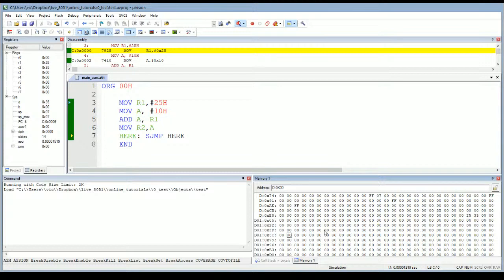I hope we talked about a lot today: how to use this KEIL software, the very basics of the 8051 microcontroller, and the very basics of microcontrollers in general. In our next upcoming live session, we will be talking more about the microcontroller. That's it for today's live session.